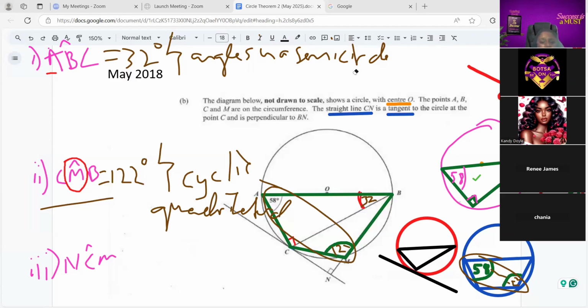Okay, great. Right, so this last part of this question here, let me just write this properly. The last angle, we need to find this angle NCM. Remember when they give you three letters to represent an angle, the angle is always located at the letter in the middle.